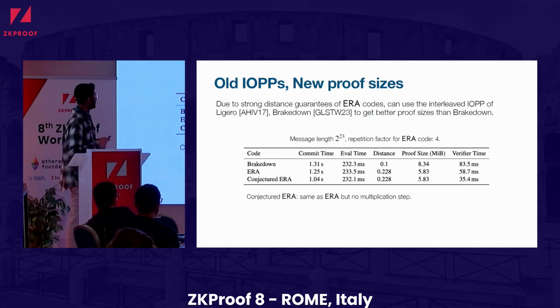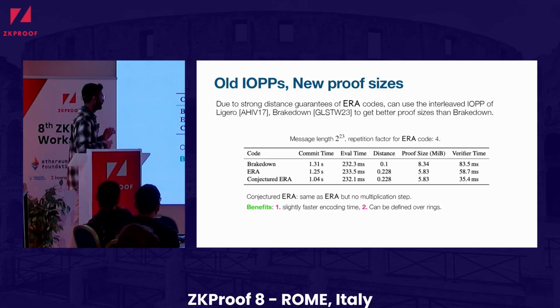One thing I want to very briefly mention is that conjecture error codes are the same as error codes, but we omit a one-by-one multiplication step in the middle, and we can talk about it after the presentation if people are interested, because I'm quite curious whether this is possible to do. If we are able to remove that step, then we'll have better encoding time, and our codes will also be defined over rings, which is quite interesting.